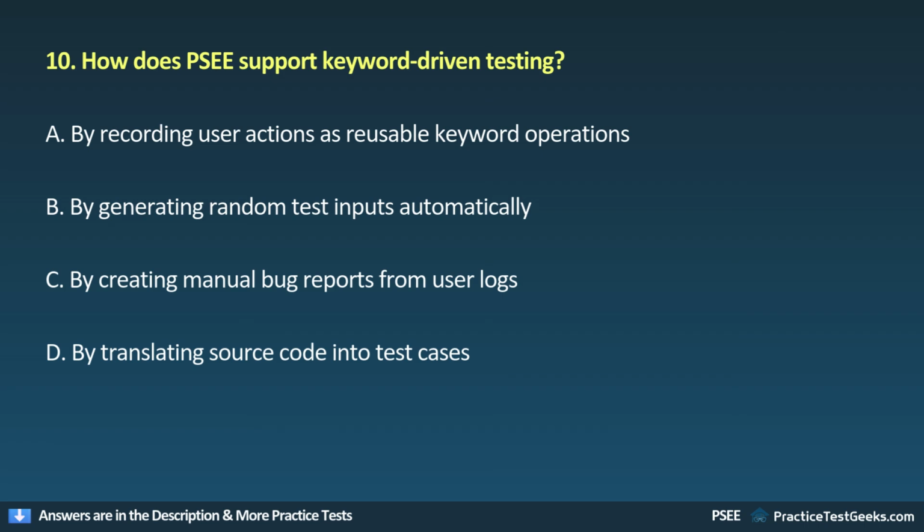10. How does PSEE support keyword-driven testing? A. By recording user actions as reusable keyword operations. B. By generating random test inputs automatically. C. By creating manual bug reports from user logs. D. By translating source code into test cases.